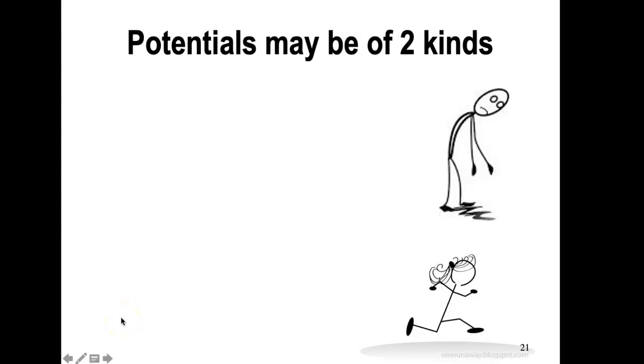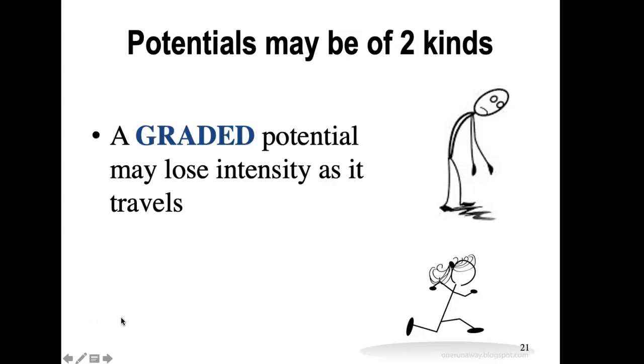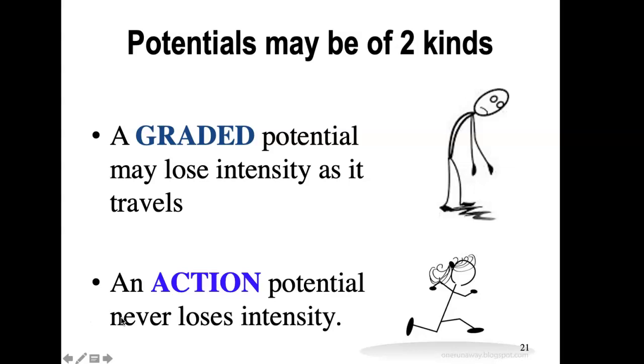Hello, all of you. We're moving on to neurons part 2 still. And now we're going to talk about the differences between these potentials. It could be action potentials or graded potentials. So let me show you this. Let's start with the one down below. Let's start with the action potential here.